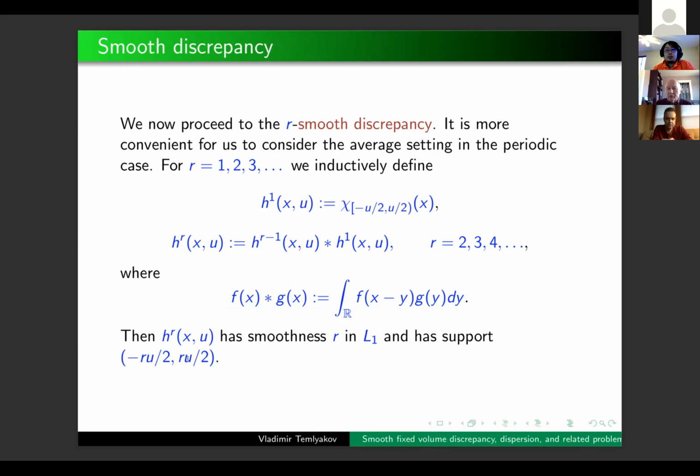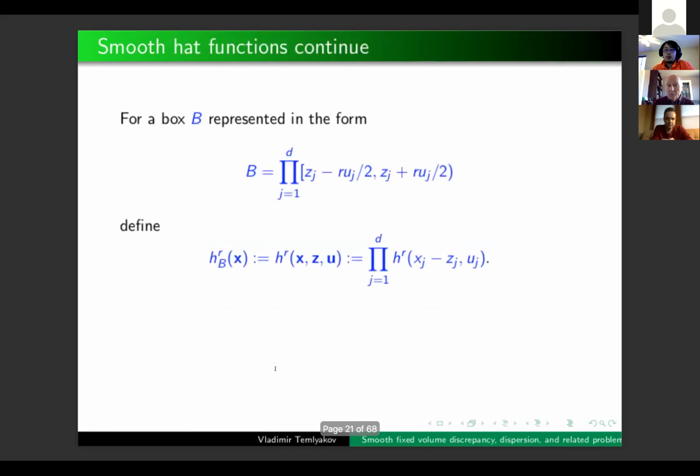Clearly, every time we take a convolution, the support increases by adding this support, and so this grows, but it doesn't matter. R is fixed. So these are functions which have finite support, and they have smoothness R in L1, and this is their support. And now, instead of that class which we discussed, we will consider a slightly different class with all these smooth hat functions in that class.